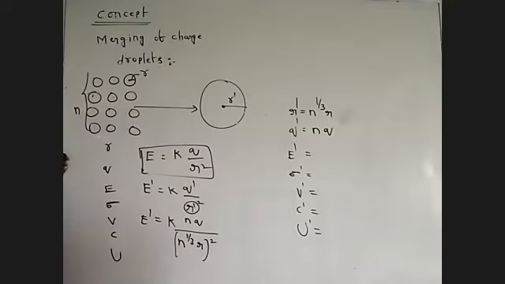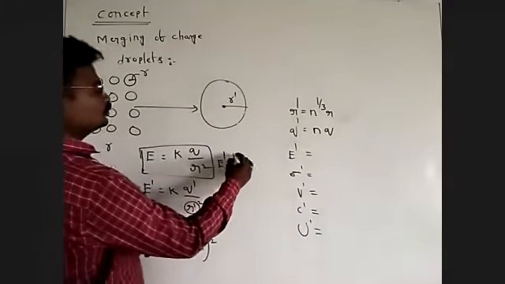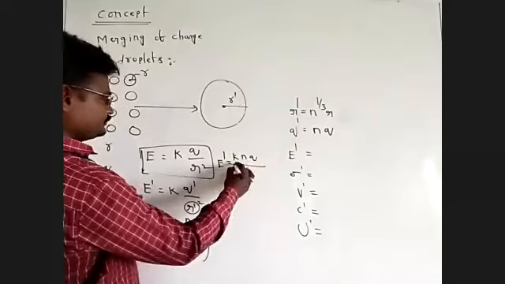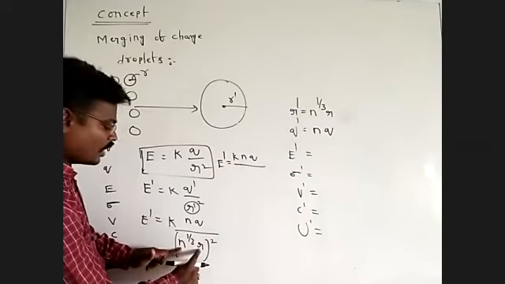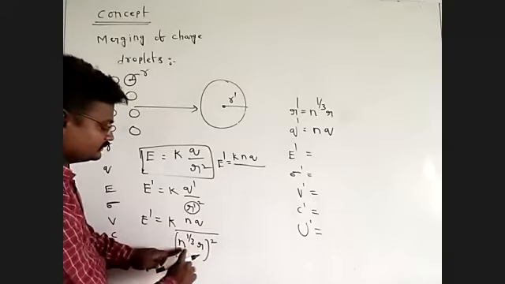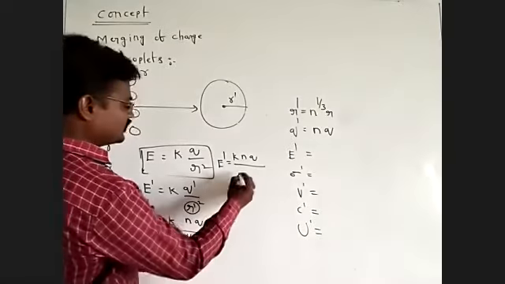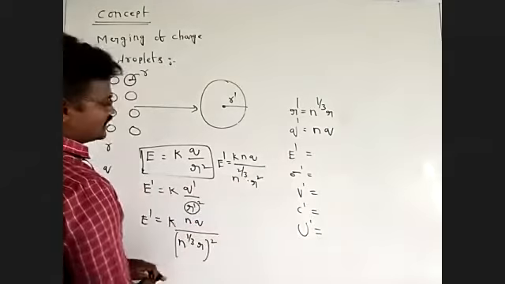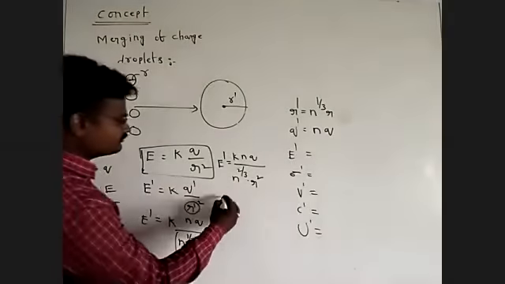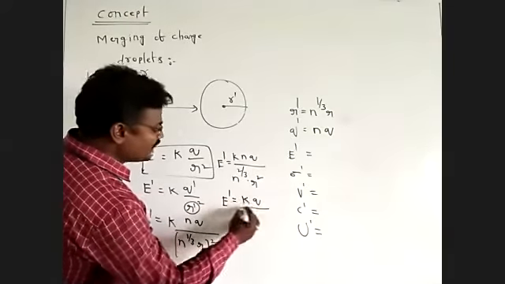This is the value E dash is equal to K into N into Q by N power of 1 by third into R whole square. I'm writing this as N into 2 by third into R square. Now we'll see, if we are going to modify, E dash is equal to K Q by R square.